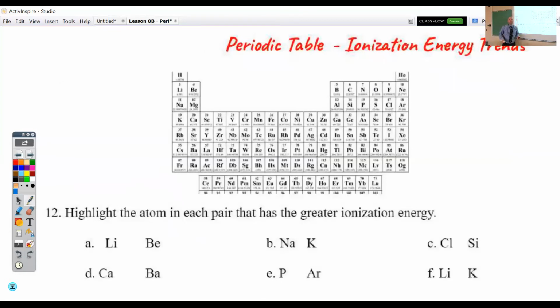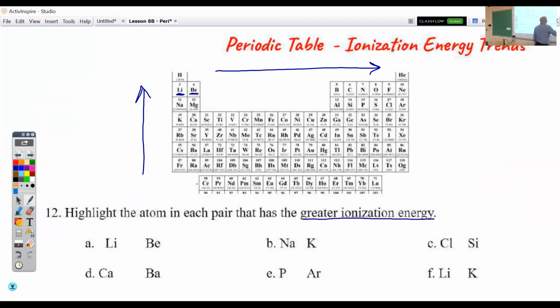So we're going to do the same thing that we did here and highlight whichever one is larger, but this time our arrows are going to point up and they're going to point toward the right side. So let's look at our first combination, lithium and beryllium. So here's lithium, here's beryllium. Whichever one is closer to the right is going to have a greater ionization energy. So whichever one is further to the right. So in this case, our answer is going to be beryllium.